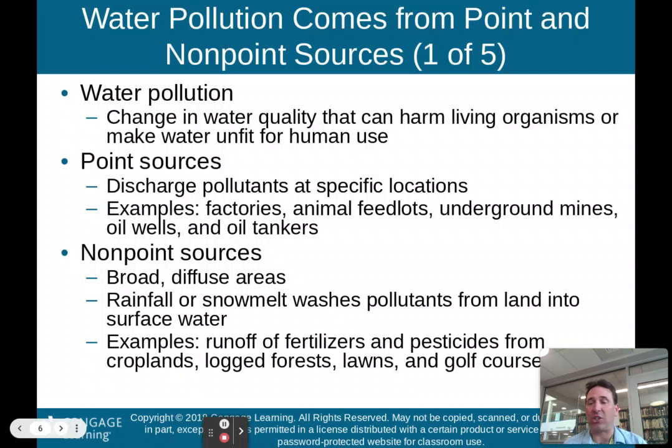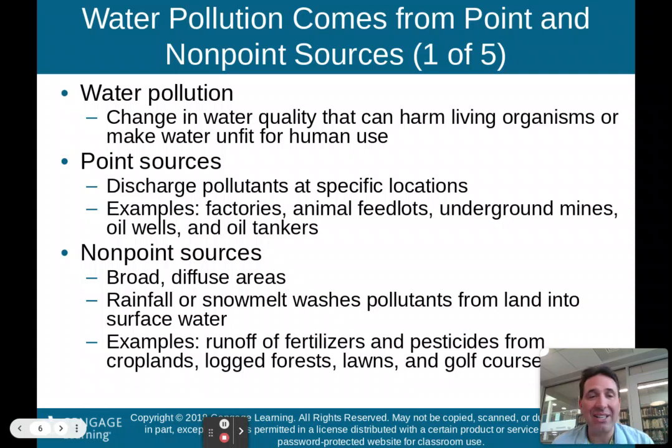So example, factories, right? Animal feedlots, underground mines, oil wells, oil tankers, okay? We know exactly where the pollution is coming from. It's coming from one of those things or something else, right? Another example. And so we call that a point source. We know the point where the source of the pollution is coming from.